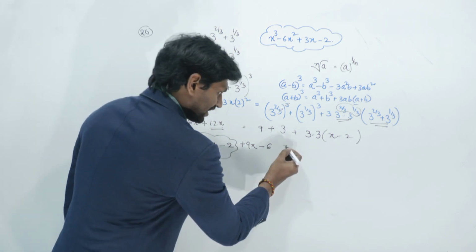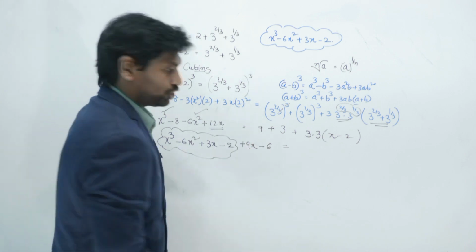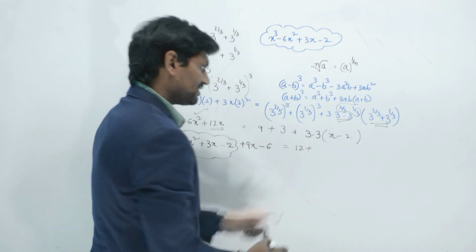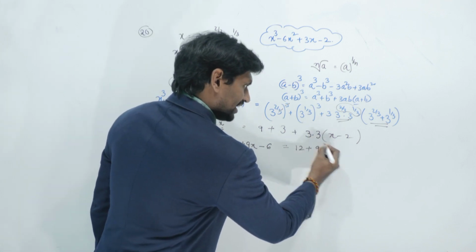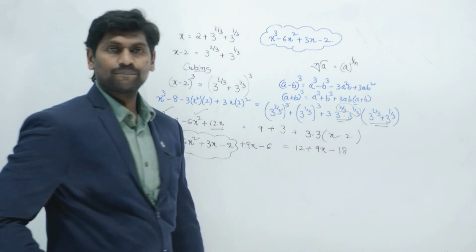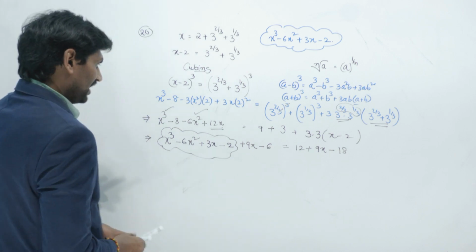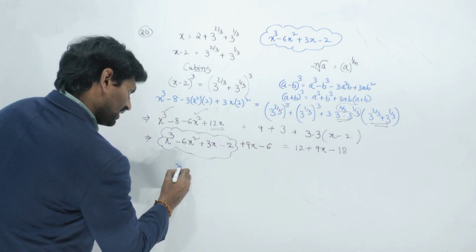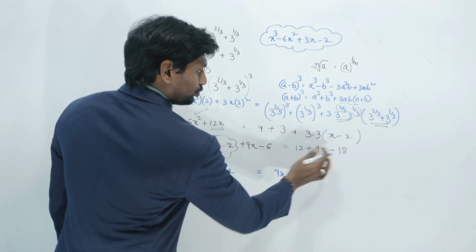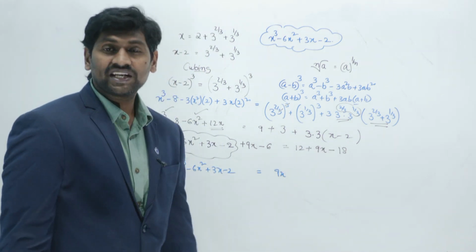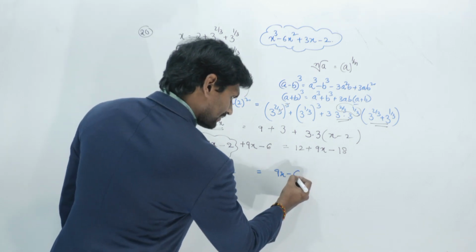Let us try to simplify the right hand side. It will be 9 plus 3, 12 plus 3 into 3, 9. 9 into x, 9x minus 9 into 2, 18. I want only this value, nothing but x cube minus 6x squared plus 3x minus 2, that is equals to 9x, 12 minus 18. 12 minus 18 is nothing but minus 6.